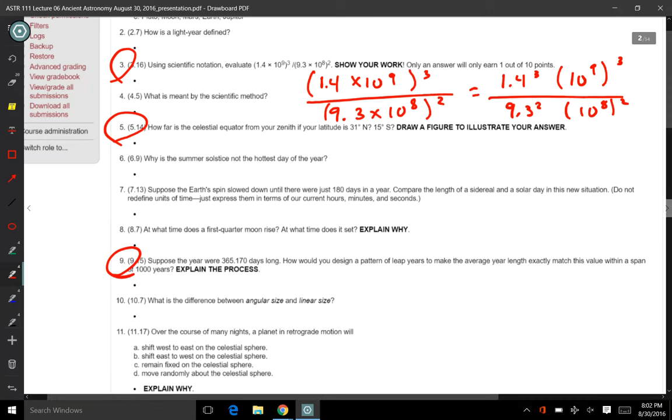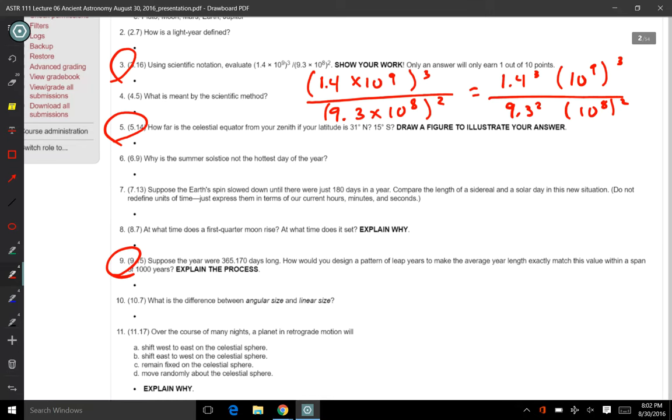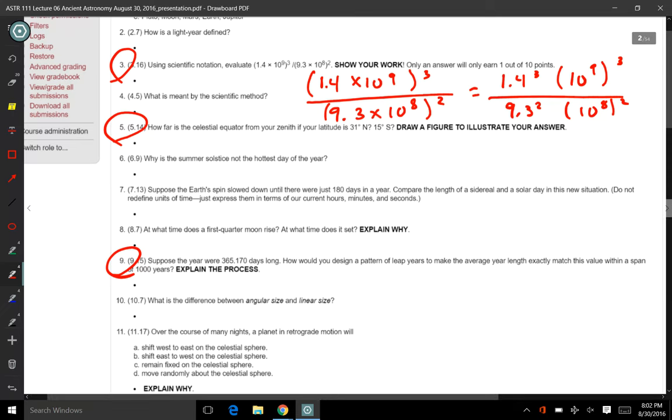What's 10 to the 9th cubed? Okay, you just multiply that 9 by the 3. So it's 10 to the 27.